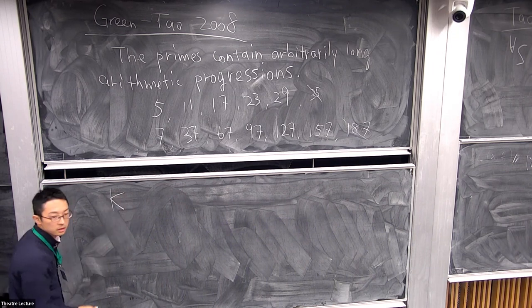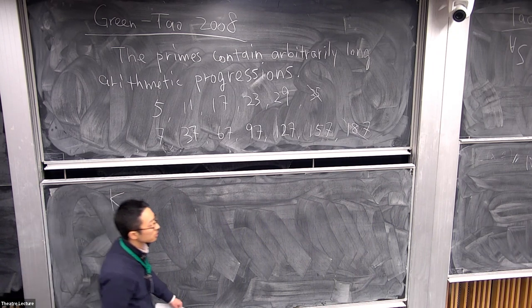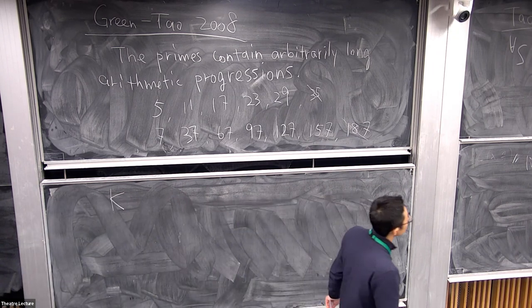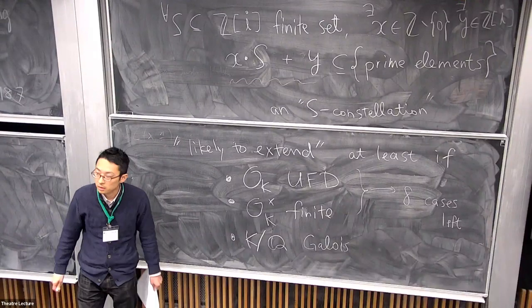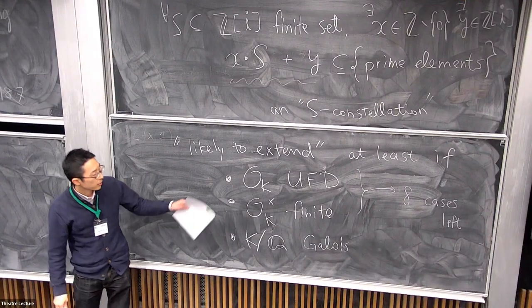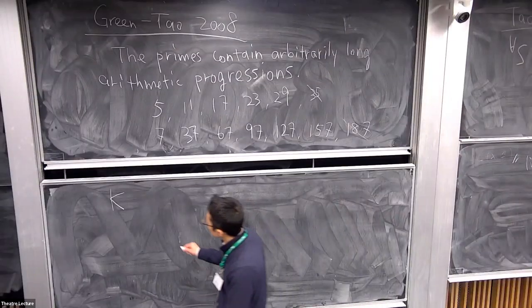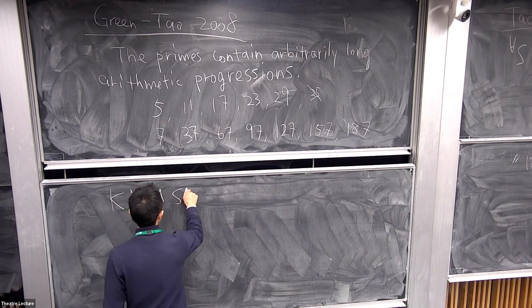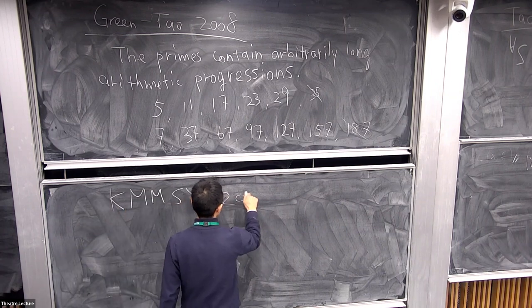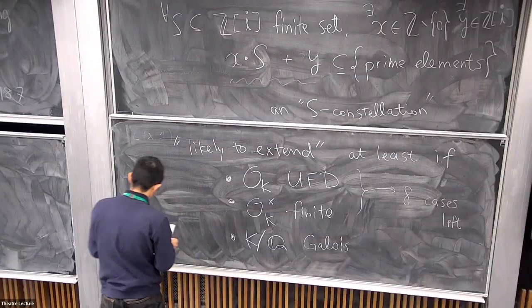Does he mean first or second or third? Do all conditions need to be met? No, all of them. That's what he wrote. That's crazy, right? Actually, he wrote that this should be finite Galois.